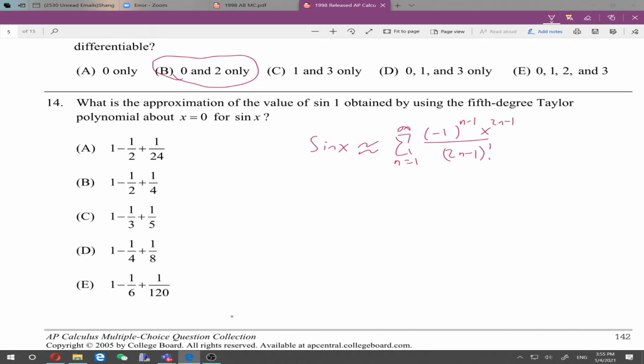Okay, so if I want a fifth degree Taylor polynomial for sine x, then sine would be equal to, so my first term using your formula, when n is 1, this will be negative 1 to the 0 power, which is 1, times x to the first power, over 1 factorial, minus x cubed over 3 factorial, plus x to the 5th over 5 factorial, and we stop there.